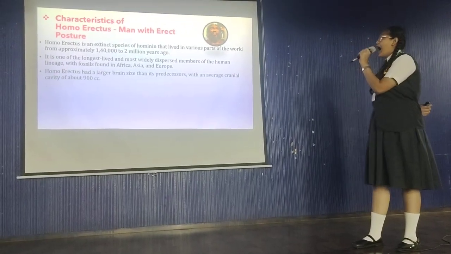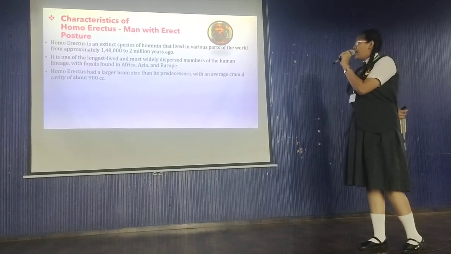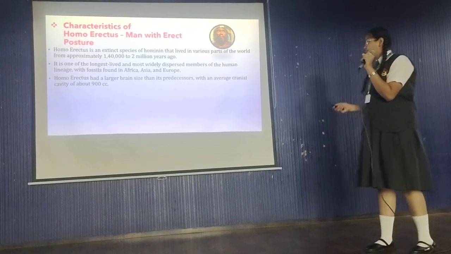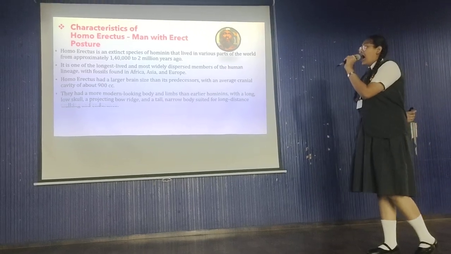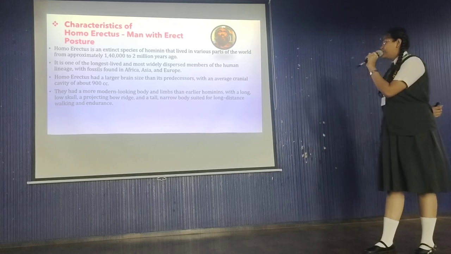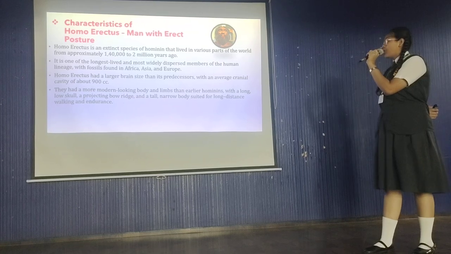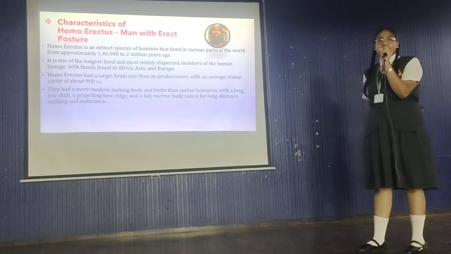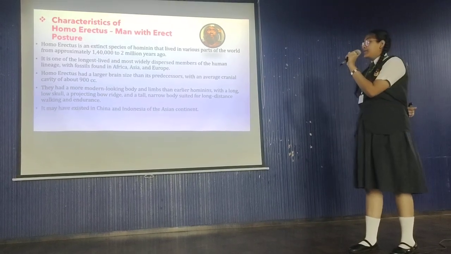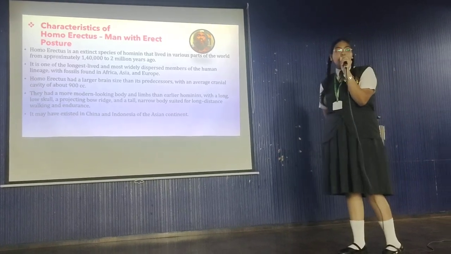Homo erectus had a larger brain size than its predecessors, with an average cranial cavity of about 900 cc. They had a more modern looking body and limbs than earlier hominids, with a long low skull, a projecting bone ridge and a tall narrow body suited for long distance walking and endurance. It may have existed in China and Indonesia of the Asian continent.